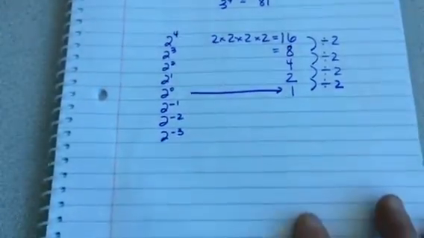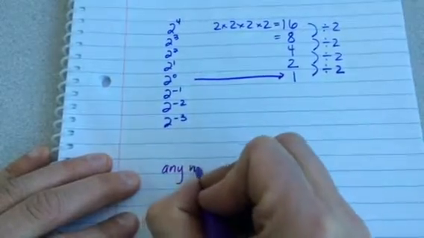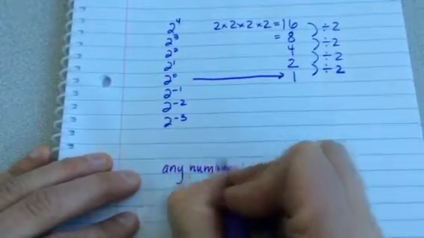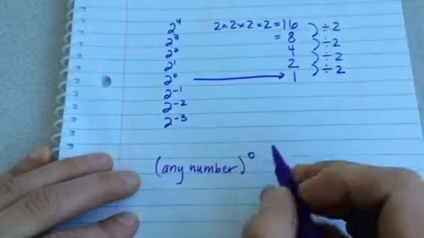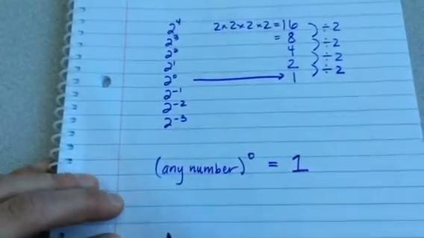So let's write that in a note here. Any number to the power of 0 is equal to 1, always.